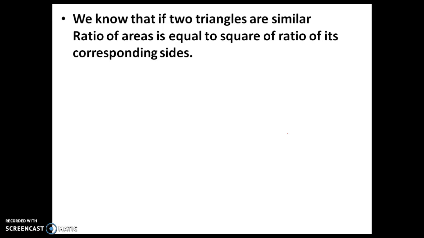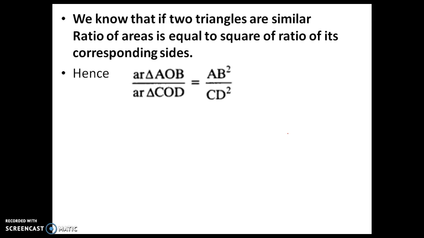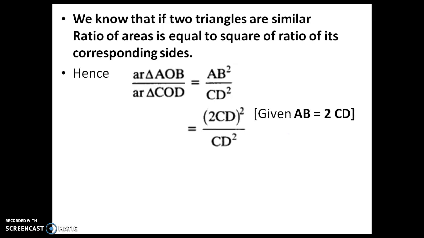If two triangles are similar, then the ratio of their areas is equal to the square of the ratio of their corresponding sides. By the theorem we know. So we can write area of triangle AOB by area of triangle COD equal to AB square by CD square. We want the ratio of these two.